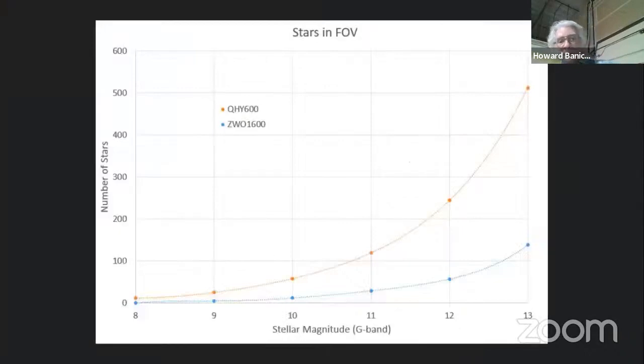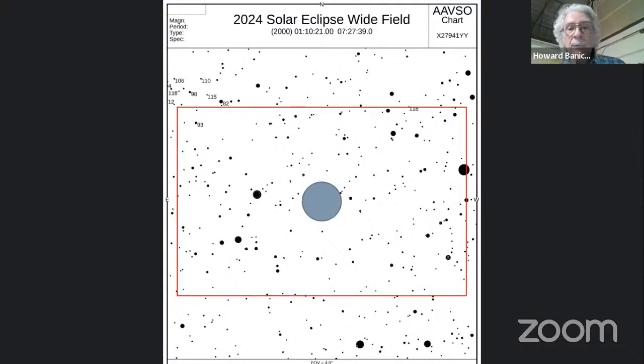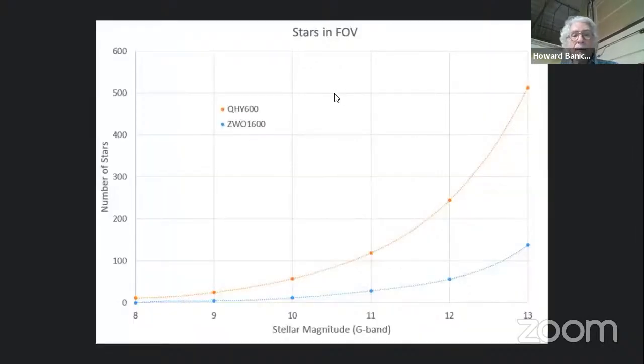Okay, this is a model for the number of stars that we'll get, and you can see we're plotting magnitude versus number of stars. We're modeling the number of stars we potentially will have in the field with the QHY 600 and the ZWO 1600. If things are going well, we can get somewhere between probably 200 and 500 stellar images. And it's a long eclipse from there. It's going to be over 4 minutes.